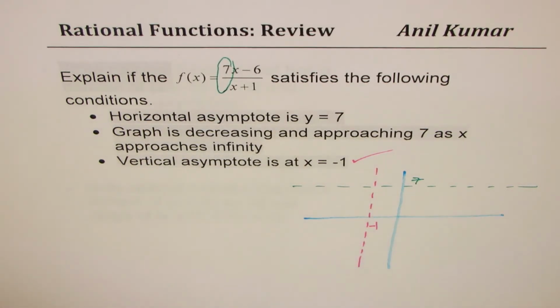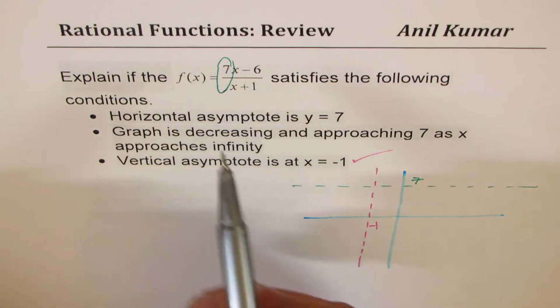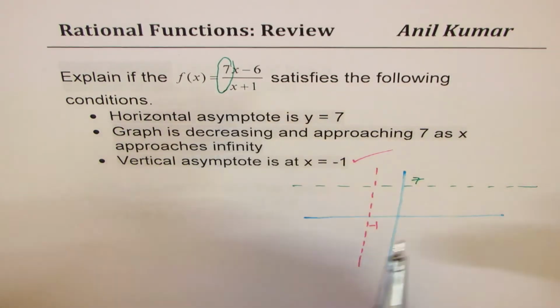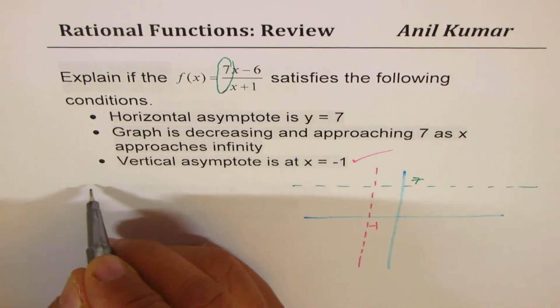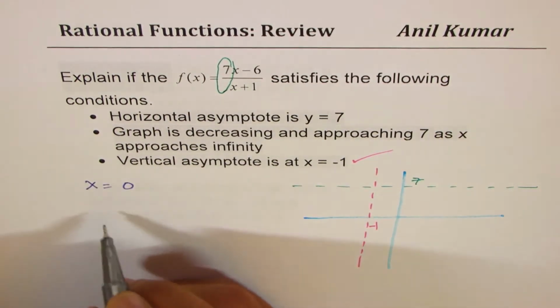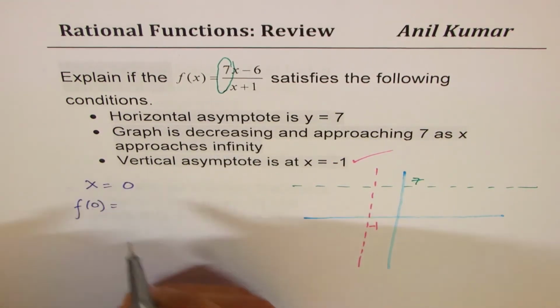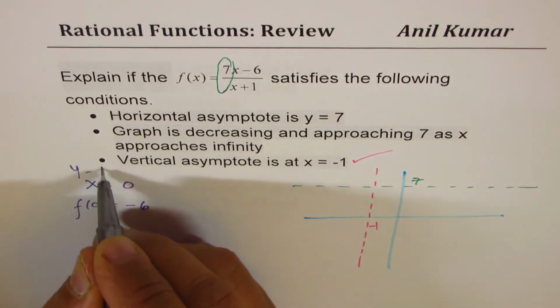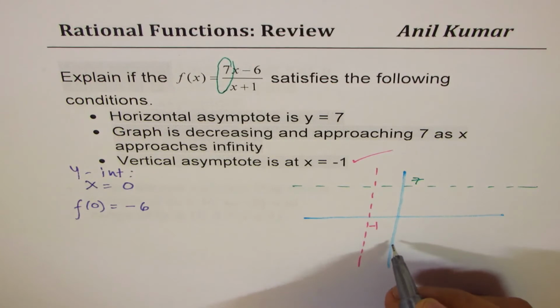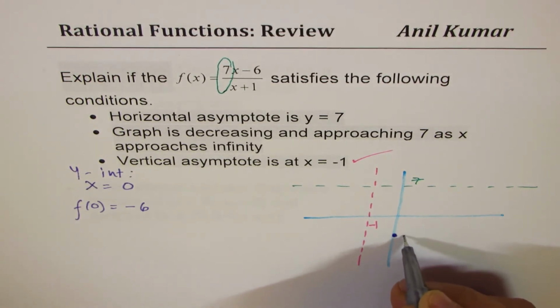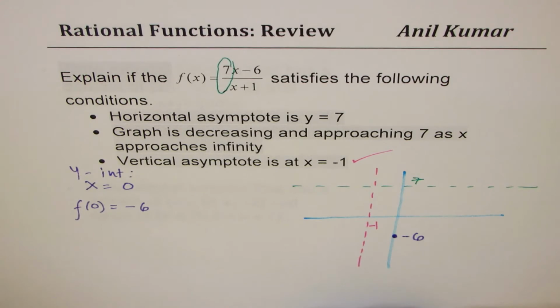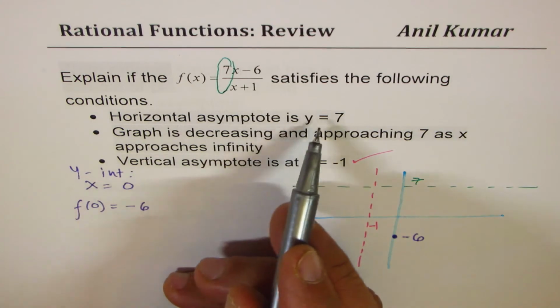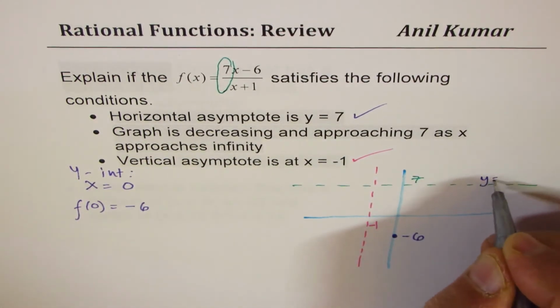Now we'll find the intercepts. If I put x equals 0 in this equation, that means f of 0 is basically minus 6. So that means the y-intercept. Is that okay? So the y-intercept is minus 6. That is somewhere here. We got the y-intercept as minus 6. And what are we given? Horizontal asymptote is 7. That is correct. We just figured this out. Yeah, y equals 7.